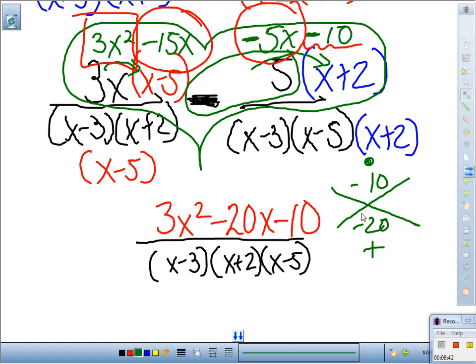So tell your neighbor, oh, my bad. It's not negative 10. It's negative 30. Tell your neighbor why negative 30. Because it has a coefficient and we need to multiply the coefficient times the last one to write our number on top. All right? To your neighbor, let them know the factors of 30 and see if any of those pairs add or subtract to give us negative 20.